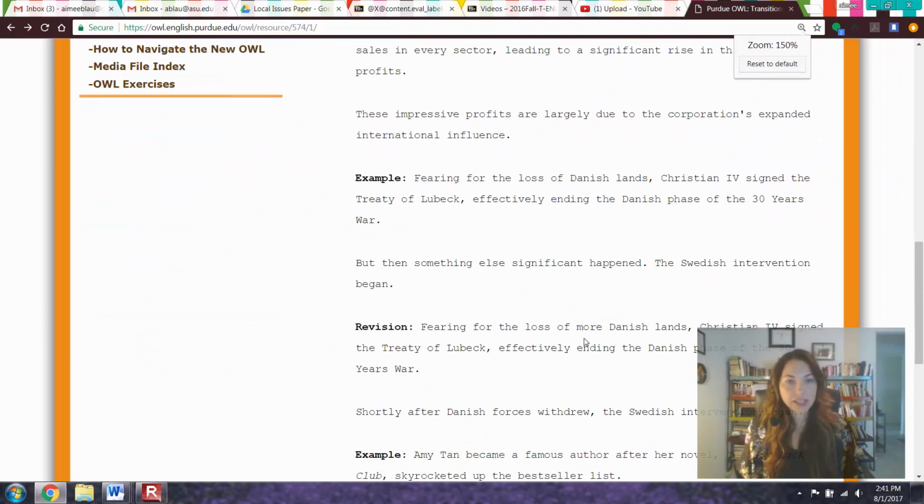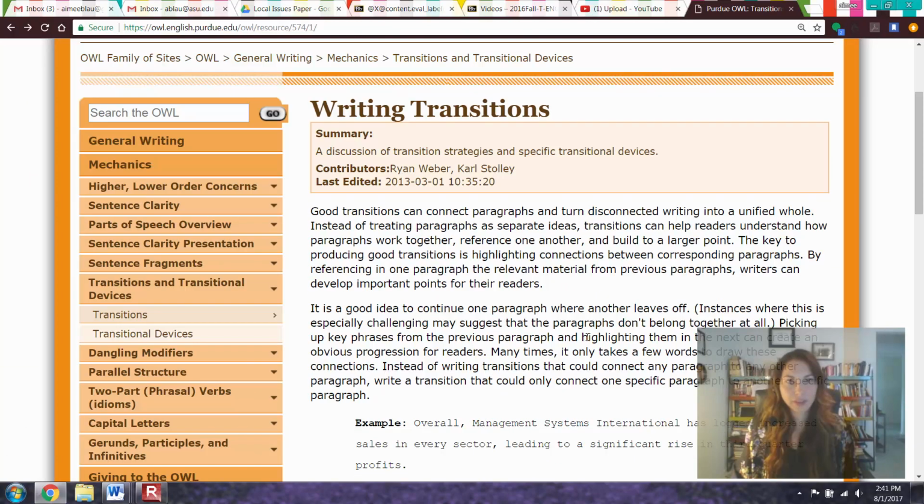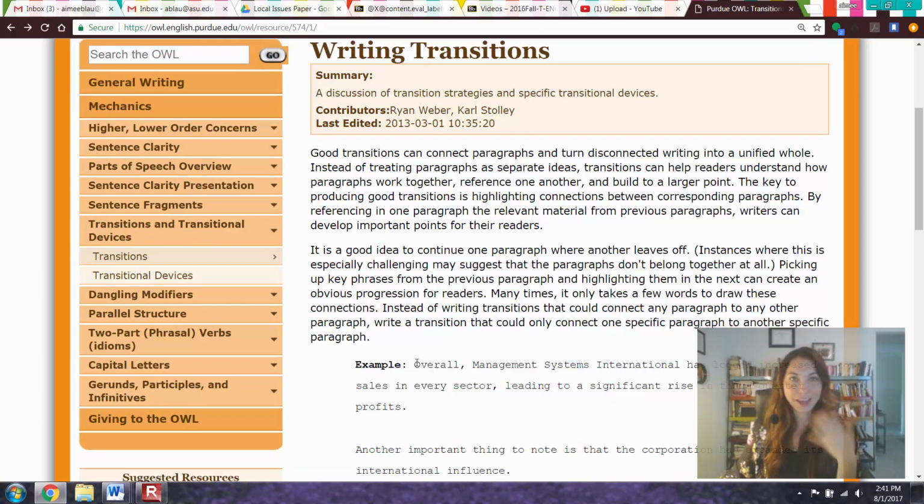There are a couple examples on the Purdue OWL page, but they're kind of not connected to anything. They're written, I think, in the noun style, so they're not as dynamic. And I wanted to show you how it worked in actual student writing.